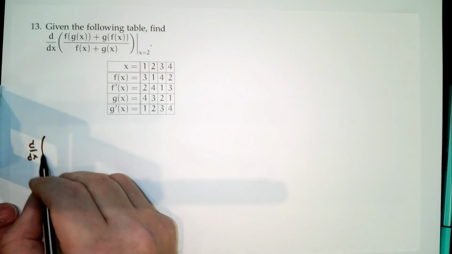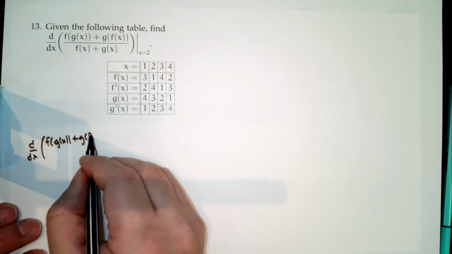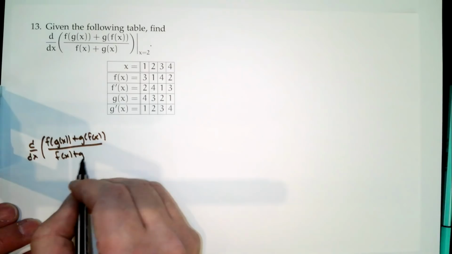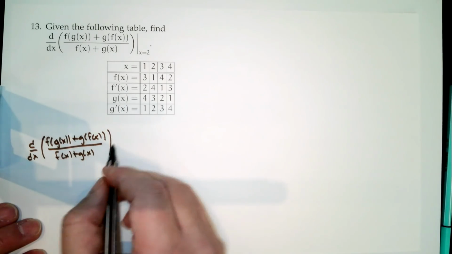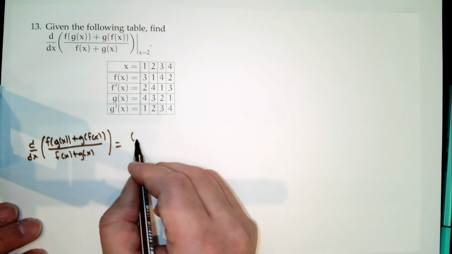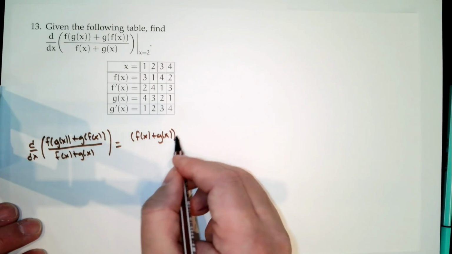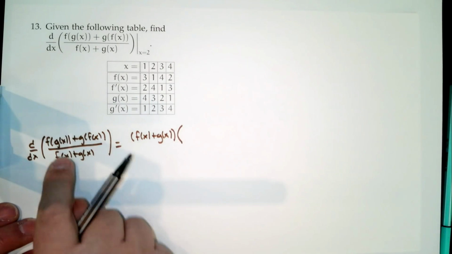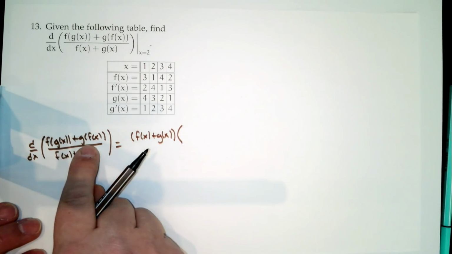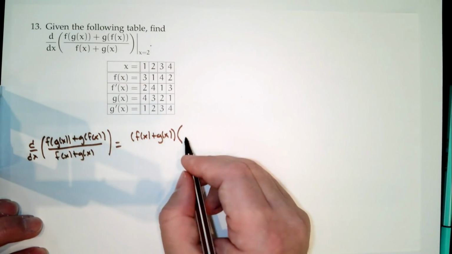derivative. So I have f of g of x plus g of f of x over f of x plus g of x. Okay, so the quotient rule says you take the bottom, and then you times that by the derivative of the top. Okay, so now we're taking the derivative of the top. What rule is going to come into play when I take these derivatives? The chain rule.